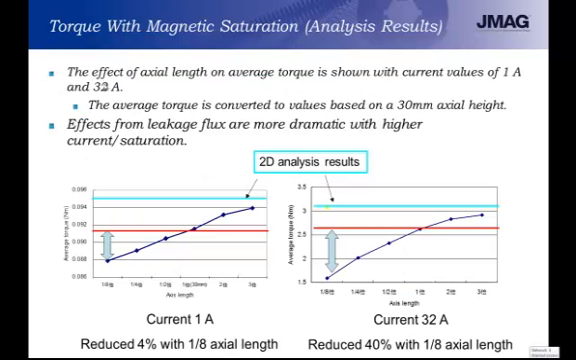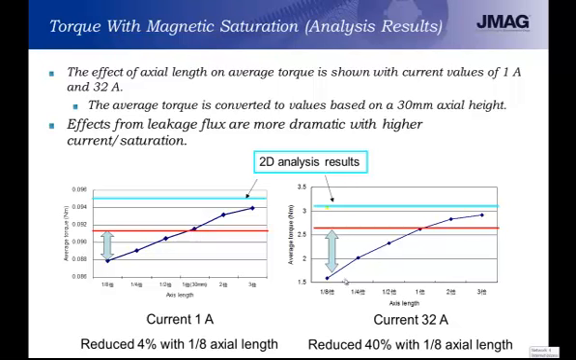The effect of the axial length on the average torque is shown with a current value of 1 amp and a current value of 32 amps. The average torque is converted to values based on the 30 millimeter axial height. As we can see, the effects from leakage flux are more dramatic with higher current and saturation. If we take the values of average torque at 1 amp of current, we can see that the 1/8 axial height motor has an average torque that's only about 4% lower than the benchmark model of 30 millimeters.